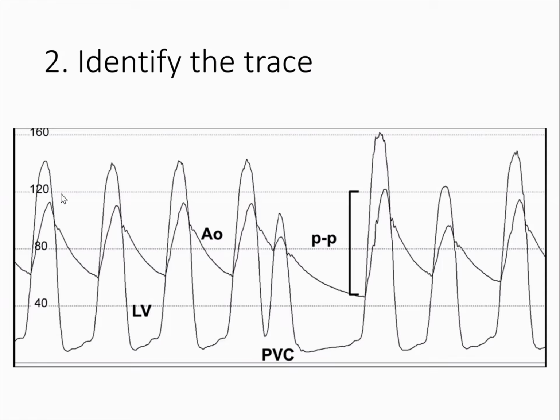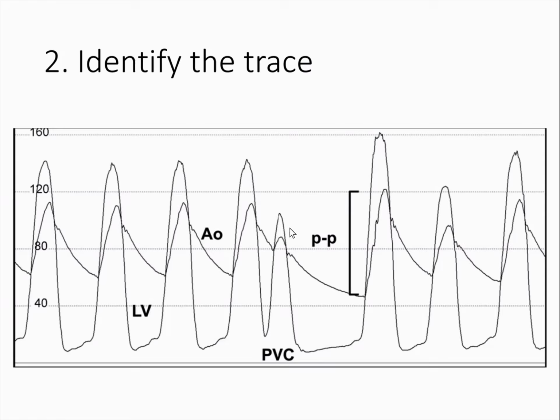One thing is clear from the first 3-4 beats: there is an obstruction which is causing a low aortic pressure compared to the LV systolic pressure. Now, this PVC came. What happened with this PVC?